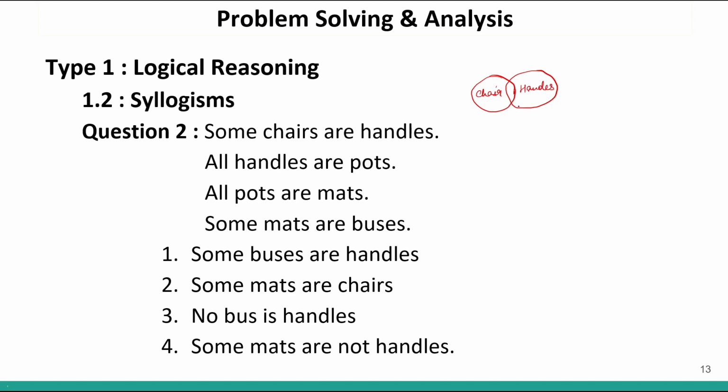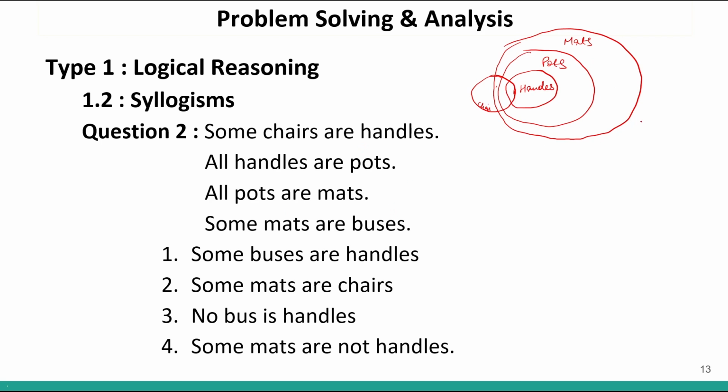Okay, all handles are pots. So I can say this will be pots because all handles are part of pots. All pots are mats. So let me write that this is chair. Now, if all pots are mats, I can draw it like this, that all pots will be part of mats. Correct?